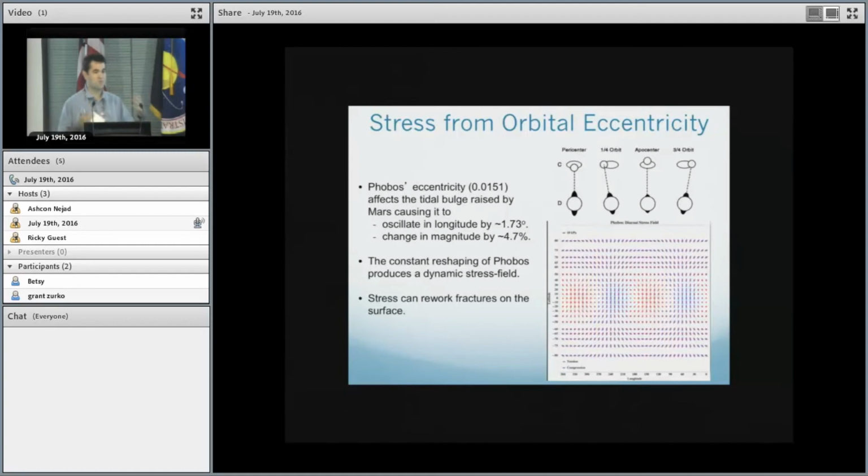And so that constant reworking of the shape of Phobos can also create stresses on the surface. And that's what's shown here in the movie, that dynamic stress process. Again, this represents the surface of Phobos, and red is tension and blue is compression, and the magnitudes of the stresses are about a quarter of what they were from the orbital infall stresses. But these are very dynamic, and they're changing on the orbital period. And so we think that these kinds of stresses can work on the grooves and keep them active, or if any of them are active, can rework the grooves.